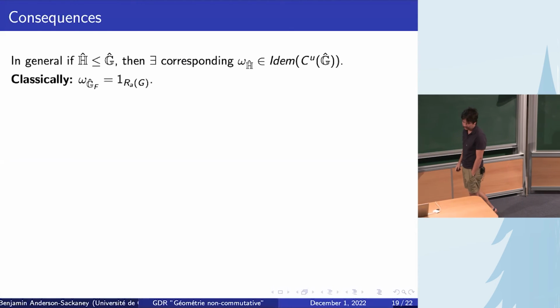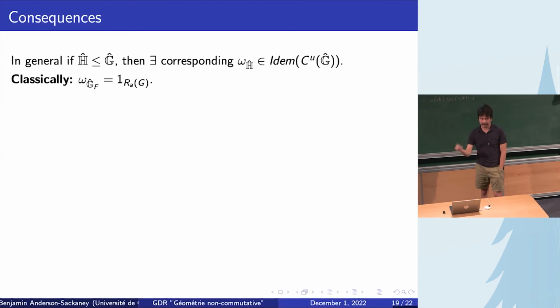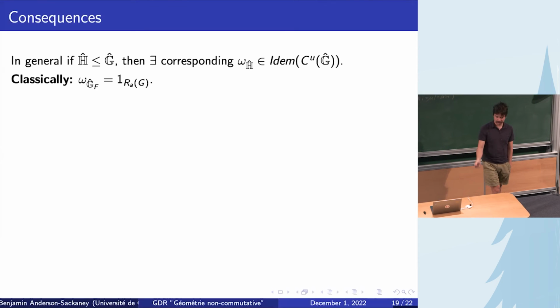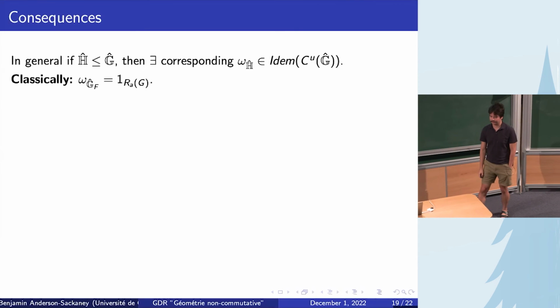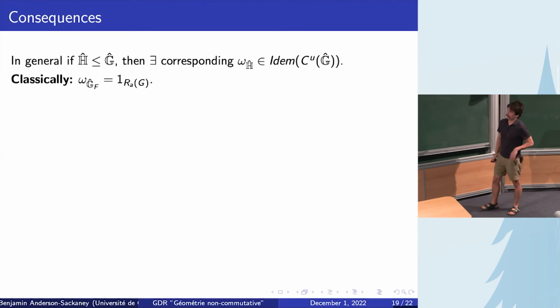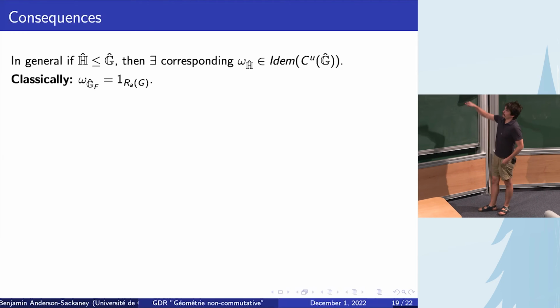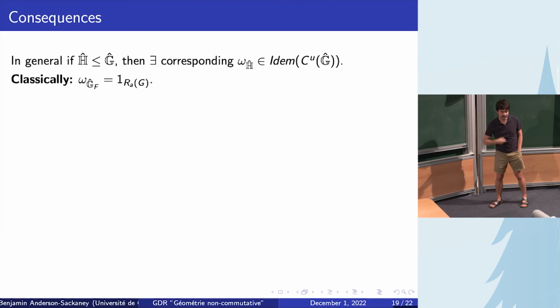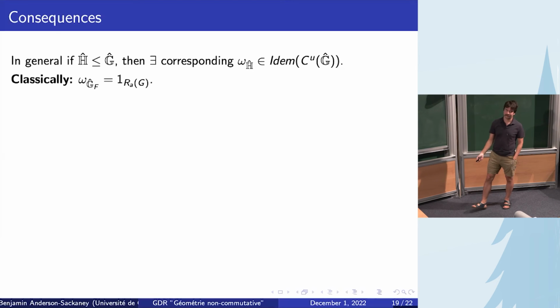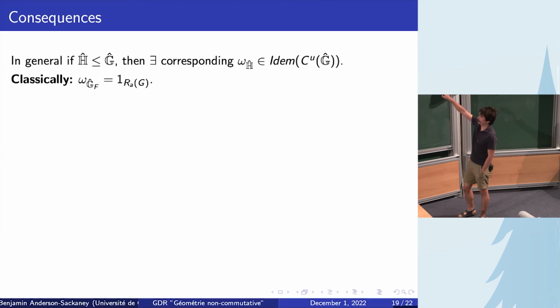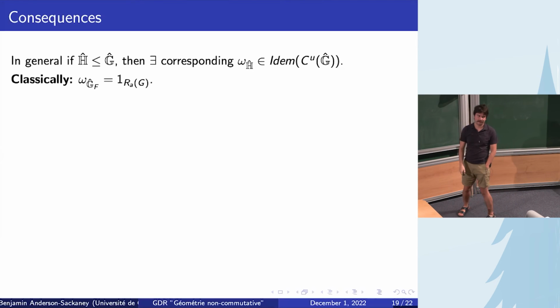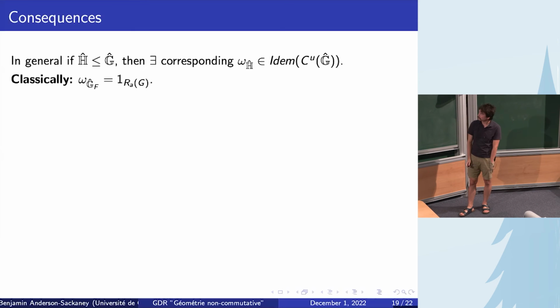Okay. So in general, if you have a quantum subgroup of G hat, then there's some corresponding idempotent state on the universal C-star algebra. The reverse doesn't hold. So in particular, we have an idempotent state coming from just GF, the co-kernel of the Furstenberg boundary action. And classically, this is just the idempotent state coming from the amenable radical.